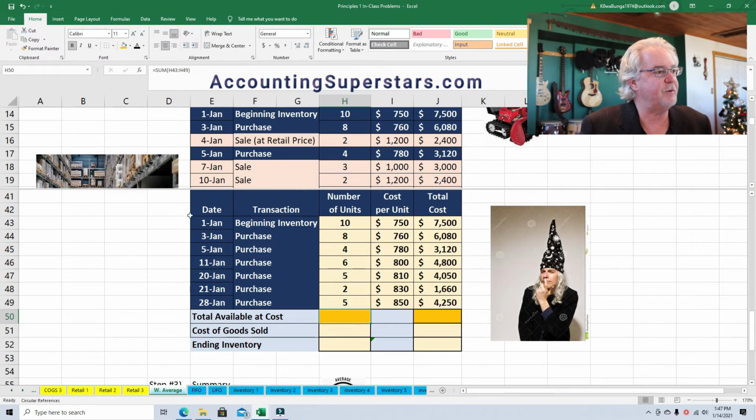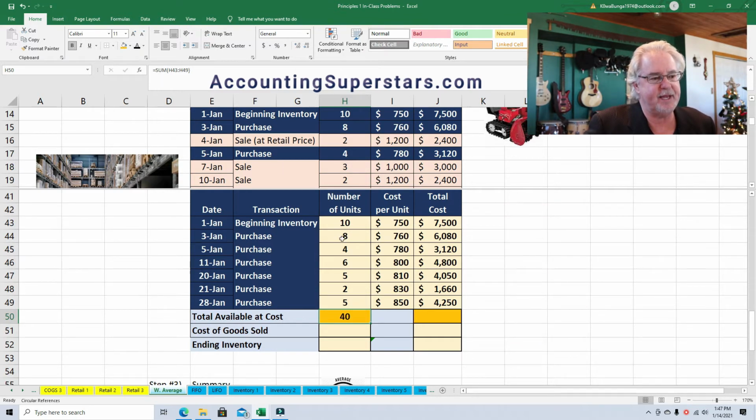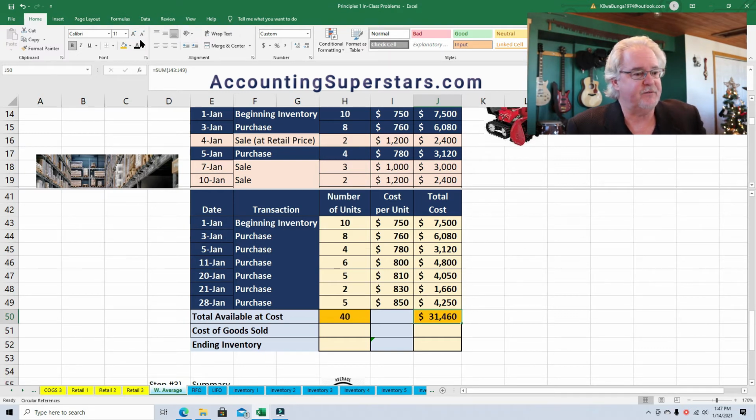So let's add up the number of units. If you add them all up, you get 40. And that is from 10 plus 8 plus 4 plus 6 and add them all up. And over here, the total cost, if I add up the 7,500, the 6,080, and so on and so forth, I get a grand total of 31,460.